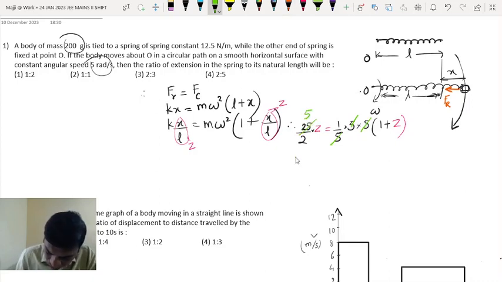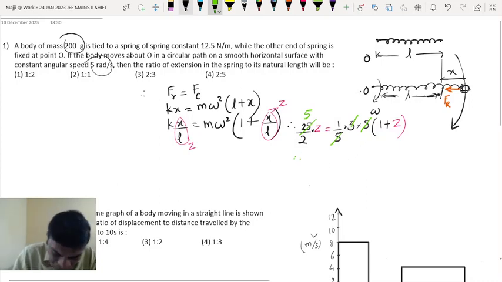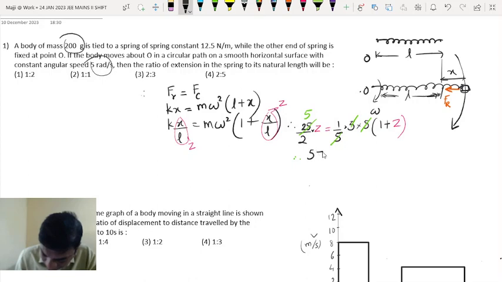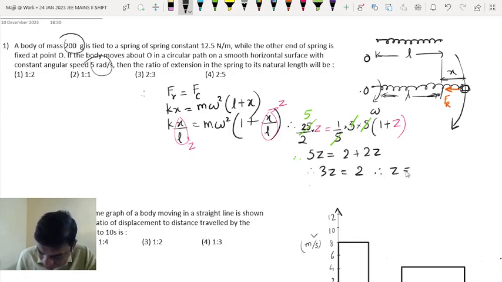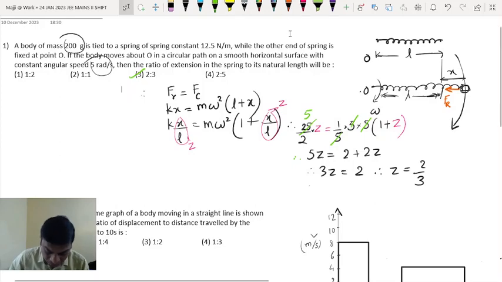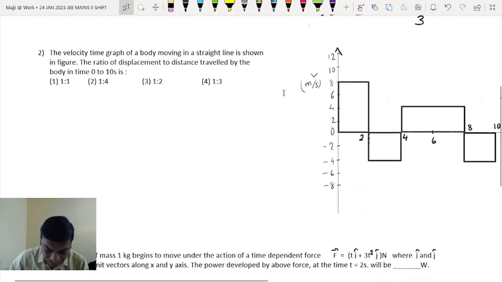Okay. So therefore we have 5z is equal to 2 plus 2z. Therefore 3z is equal to 2. Therefore z is equal to 2 by 3. So correct option is the third option. I hope that is clear. Let us move to the next question, please.